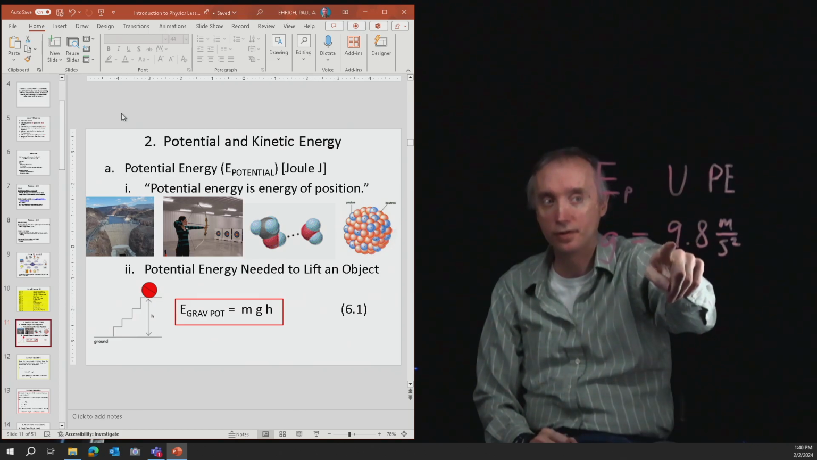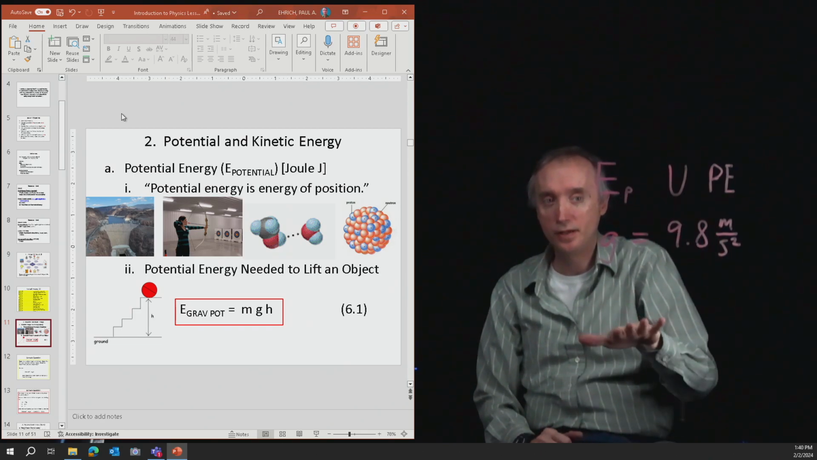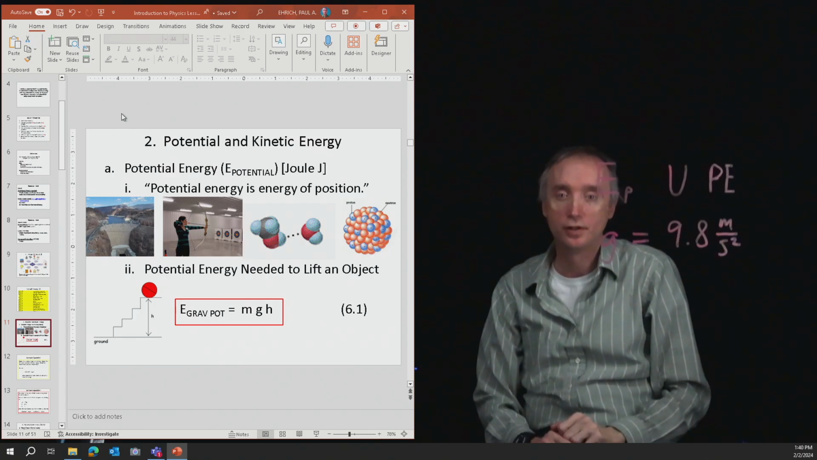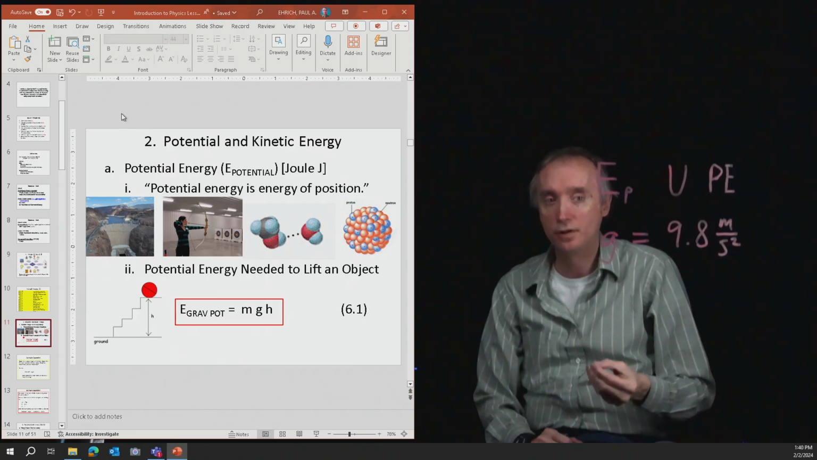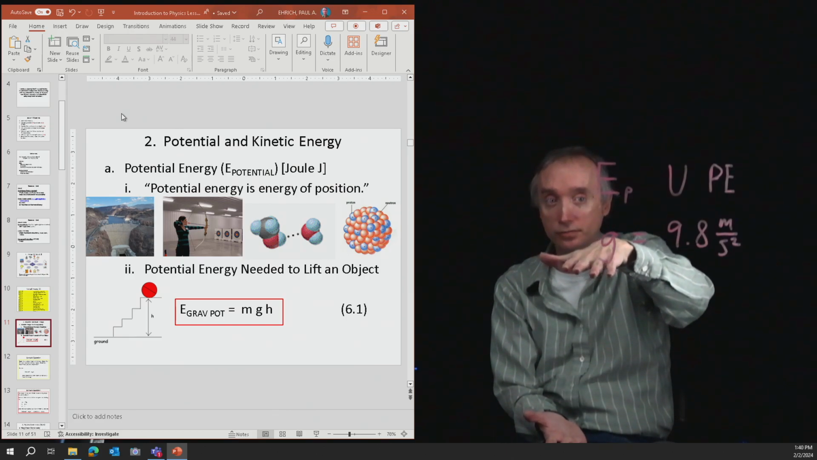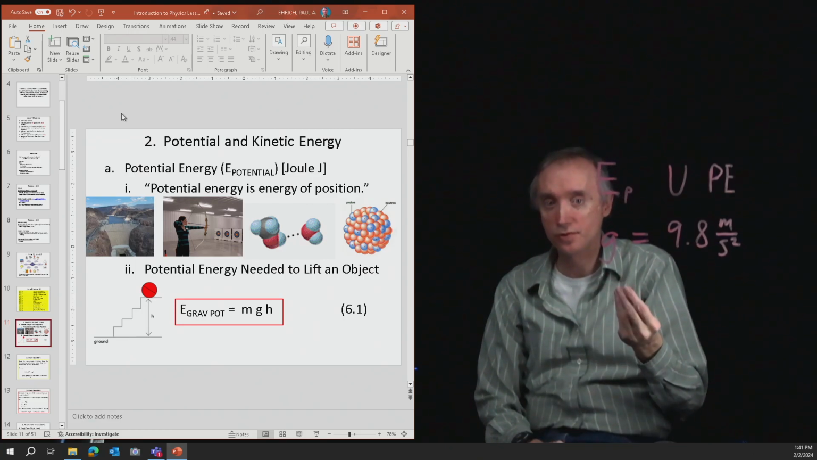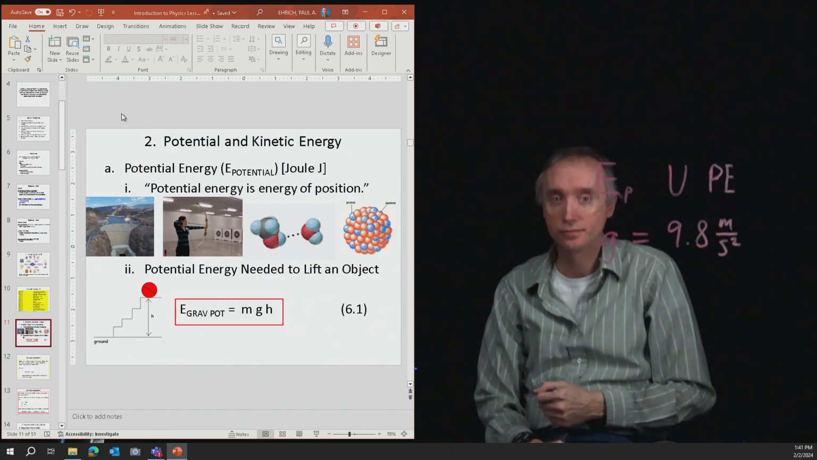So on Earth, it's like 9.8, but then if you go to the moon, it turns out to be around 2. There's less gravity on the moon, so therefore you're going to have less potential energy on the moon. So it depends on those 3 letters.